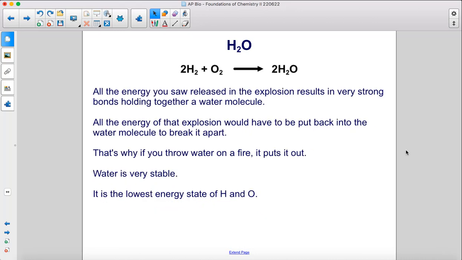All the energy you saw released in the explosion results in very strong bonds holding together a water molecule. All the energy of that explosion would have to be put back into the water molecule to break it apart. That's why if you throw water on a fire, it puts it out. Water is very stable. It is the lowest energy state of hydrogen and oxygen.